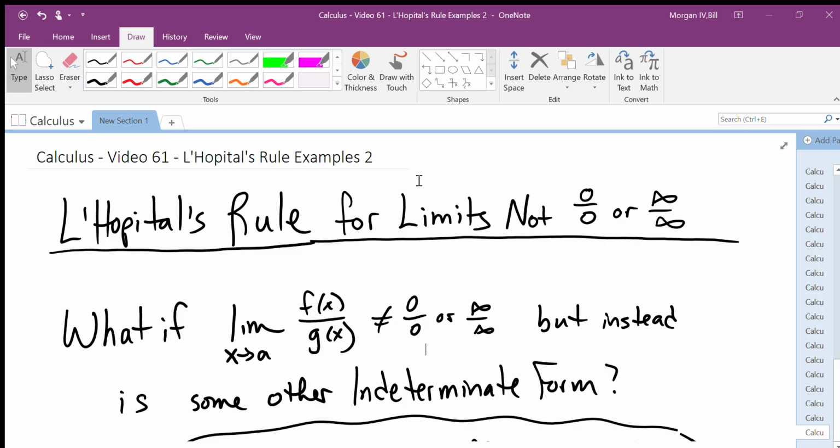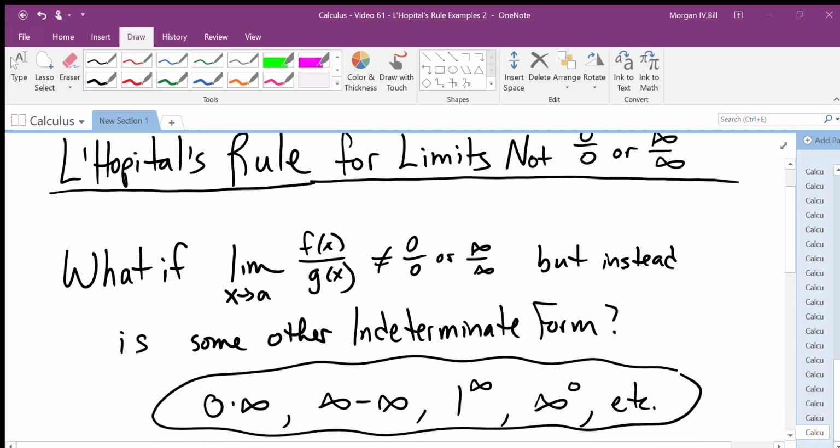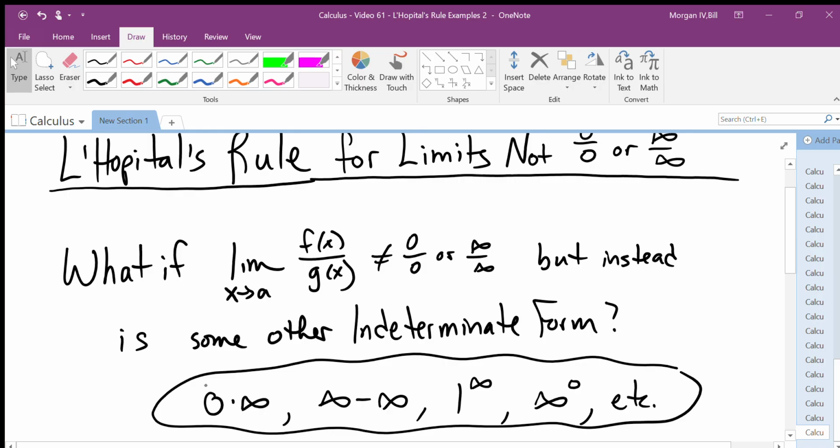Well, there's lots. Here's a couple other examples of indeterminate forms, like 0 times infinity. What is 0 times infinity? Is it 0? Is it infinity? Is it something in between? Okay. How about infinity minus infinity? Well, that might depend on which infinity is the larger infinity.